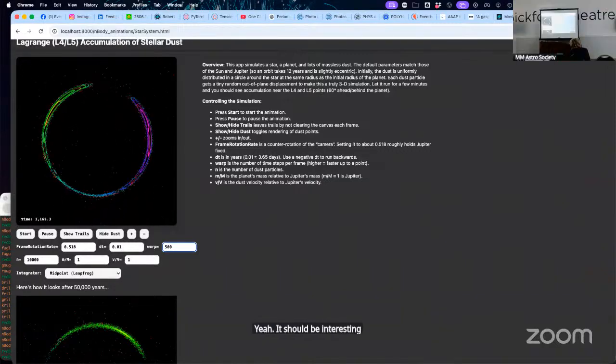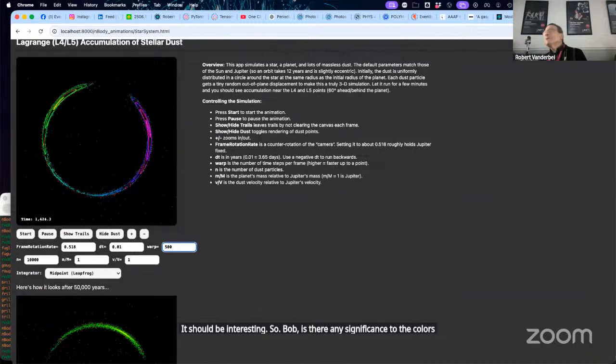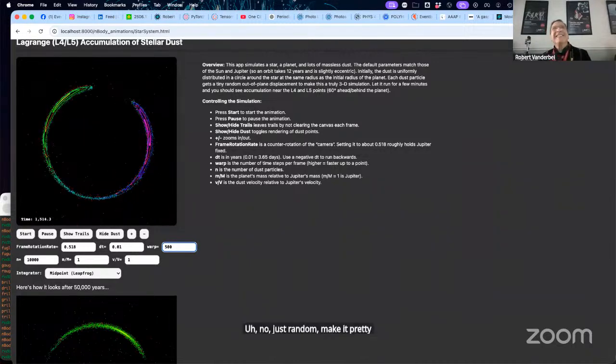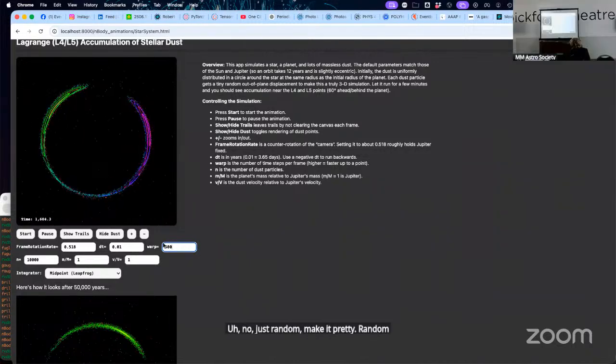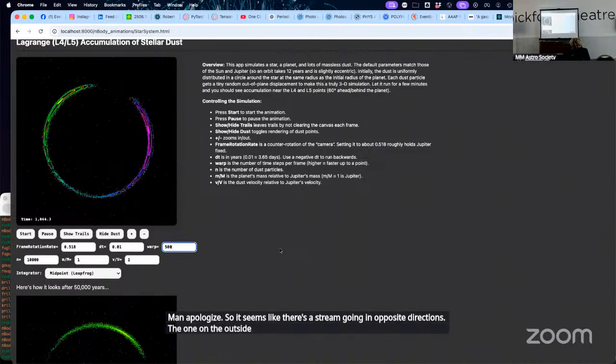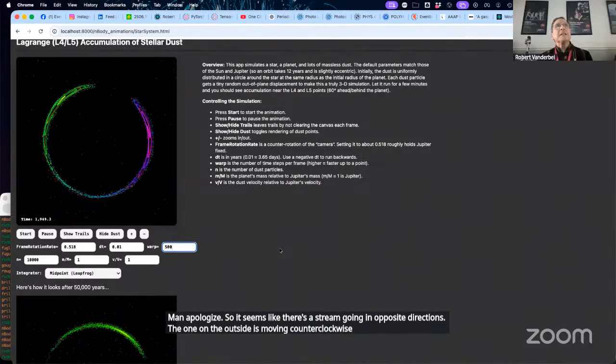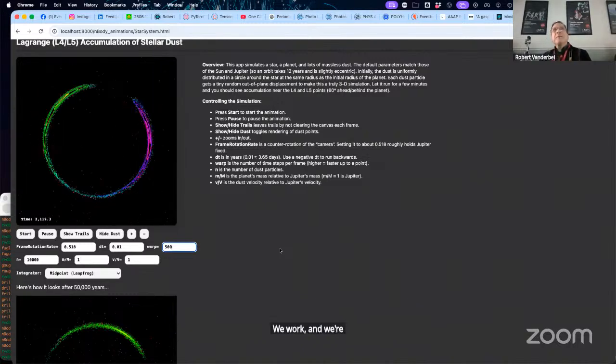Let's go higher. Bob, is there any significance to the colors? No, just random, to make it pretty. Okay, random coloring. So it seems like there's a stream going in opposite directions. The one on the outside is moving counterclockwise, and the one on the inside is moving clockwise. Yes, and that's horseshoe orbits. And we're going to talk about that.